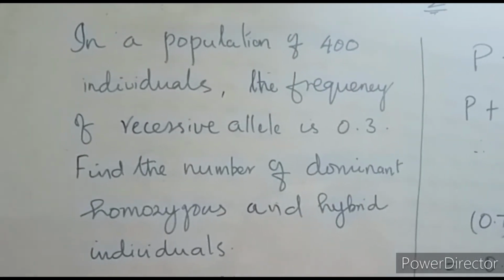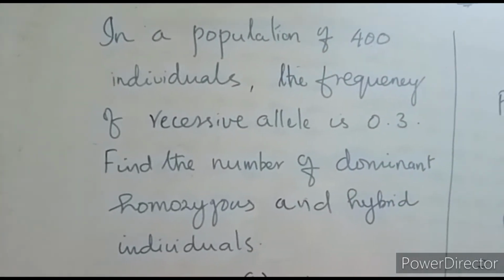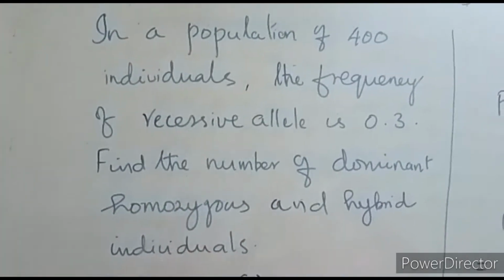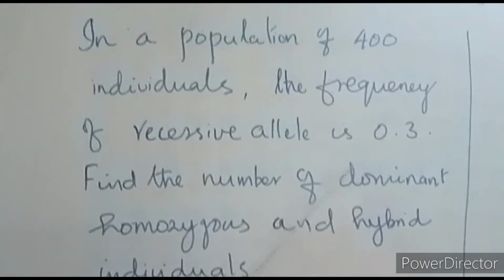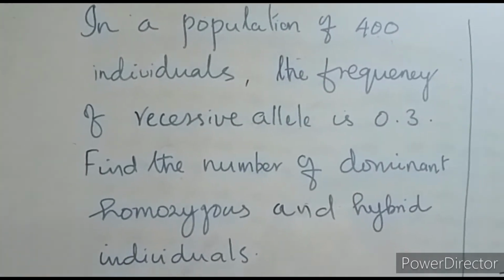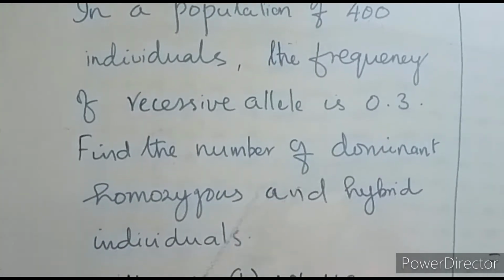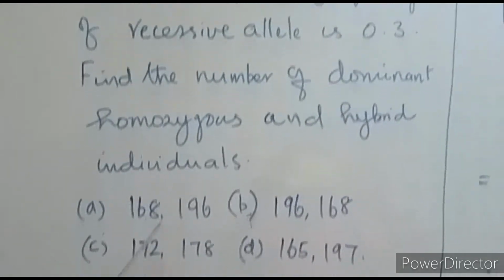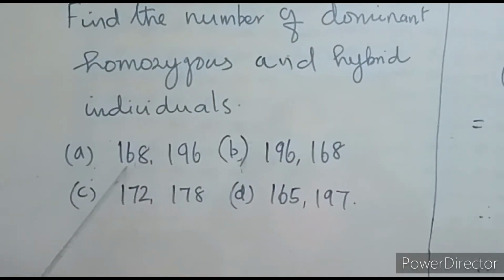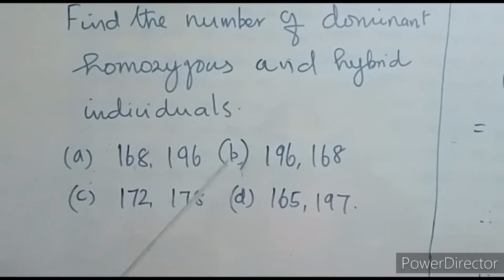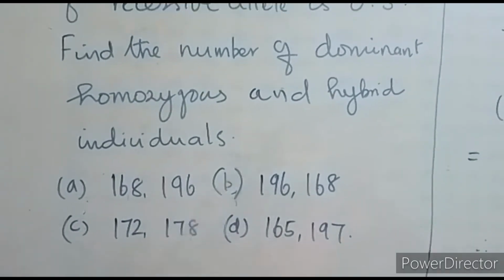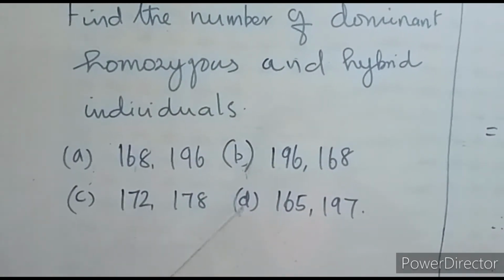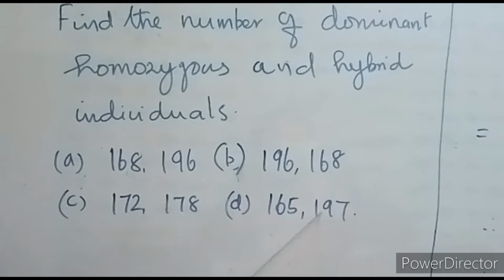Let us take up the first type of problem. In a population of 400 individuals, the frequency of recessive allele is 0.3. Question is, find the number of dominant, homozygous and hybrid individuals. There are four options: A 168, 196, B 196, 168, C 172, 178 and D 165, 197.